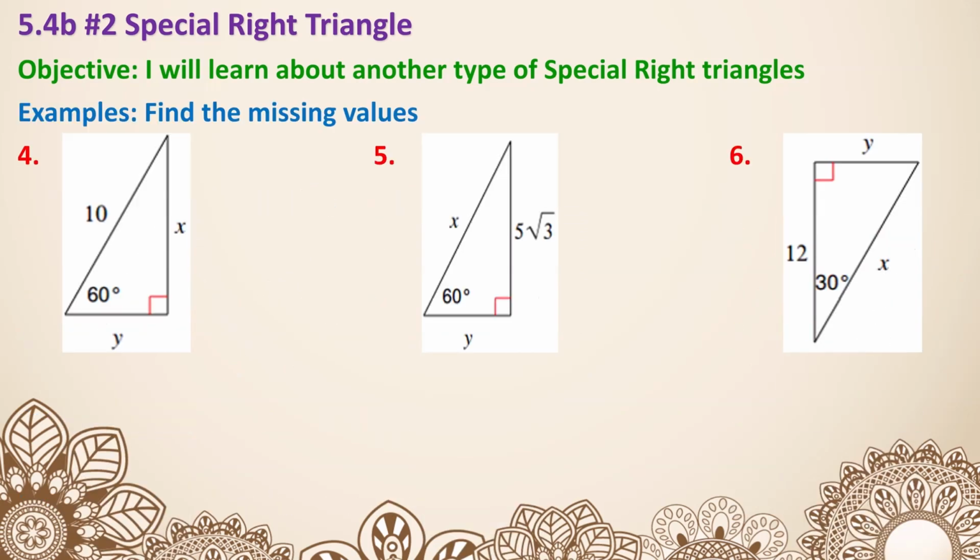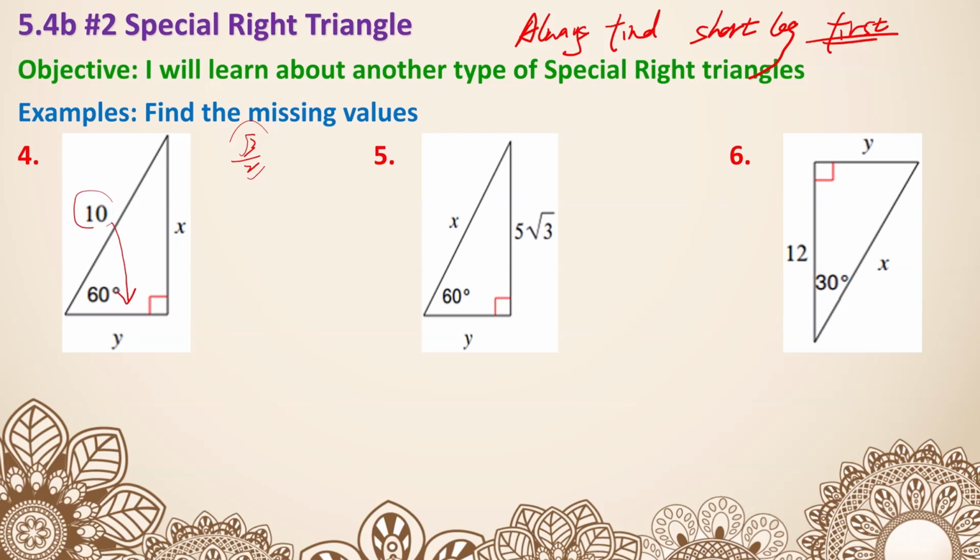Number 4. This time you're given the hypotenuse, so we can find the short leg first. I mean, here's the thing. The relationship between hypotenuse and the long leg, which is like square root of 3 over 2, is not going to be easy to use. So that's why we always find the short leg first. Always find short leg first.